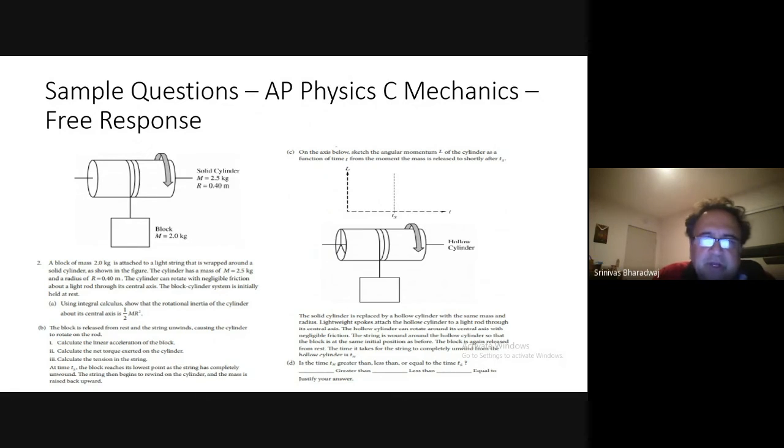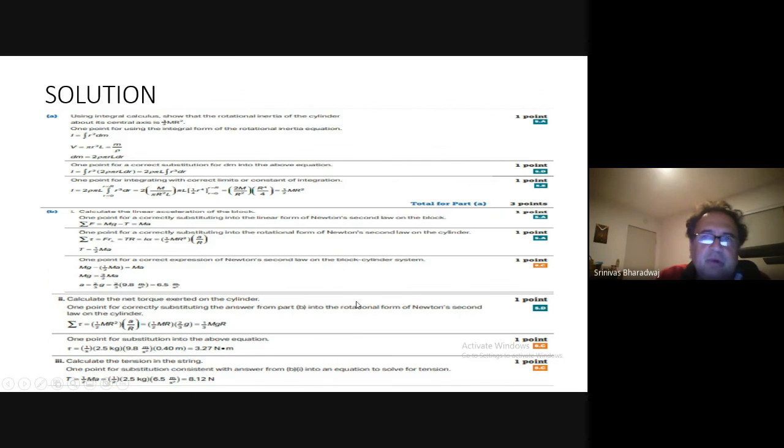Here is a free response question that I got from College Board. There's a picture, then there are questions, and then there are parts A, B, and C. Notice the use of integral calculus. So calculus is a requirement for students who take AP Physics C. So you have to do an integration to determine the rotational inertia. Then you have to read the questions carefully and produce answers.